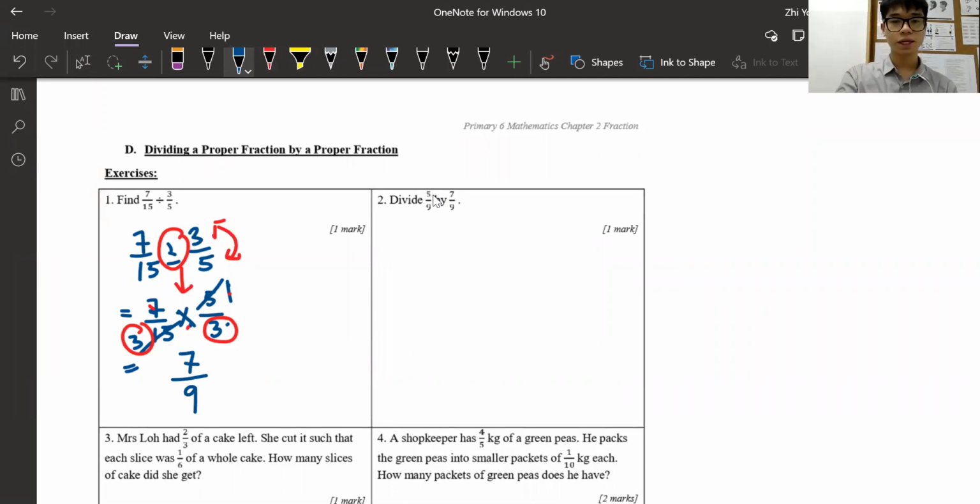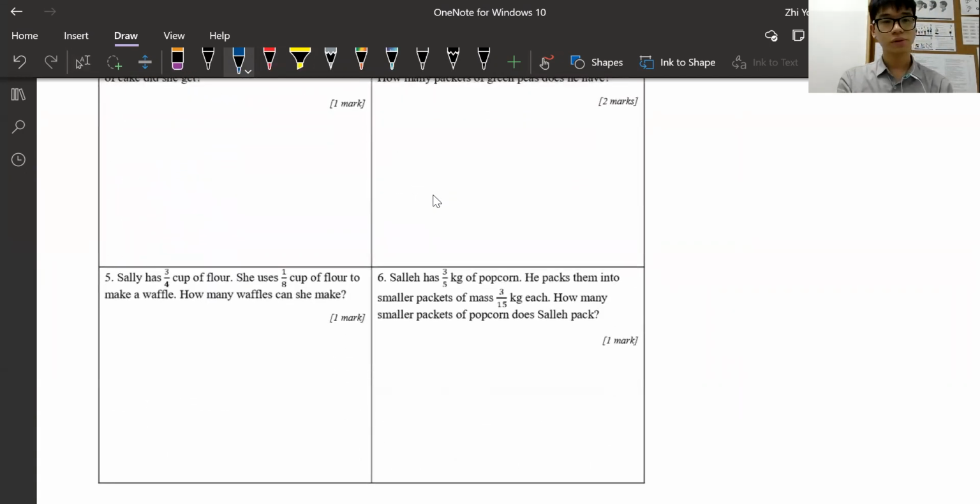Okay, let's go through the question here. Sally has 3 over 4 cups of flour. She used 1 over 8 cup of the flour to make a waffle. So how many waffles can she make? The same concept here: 3 over 4 divided by 1 over 8.